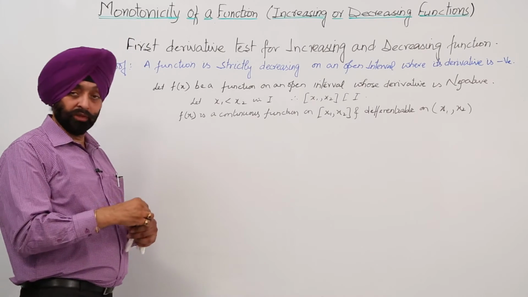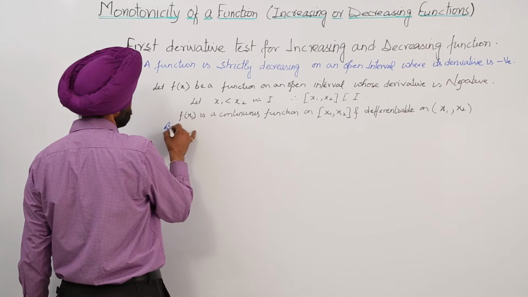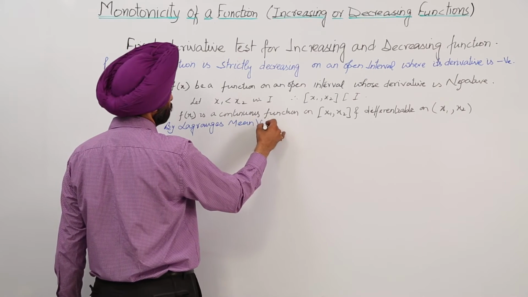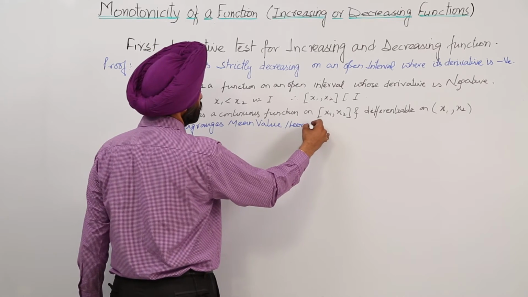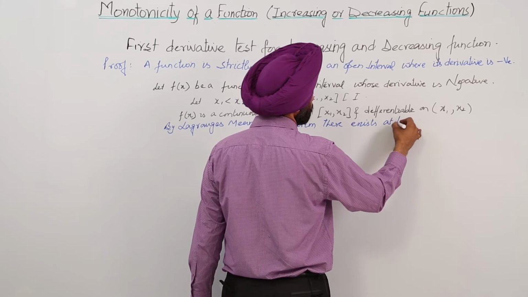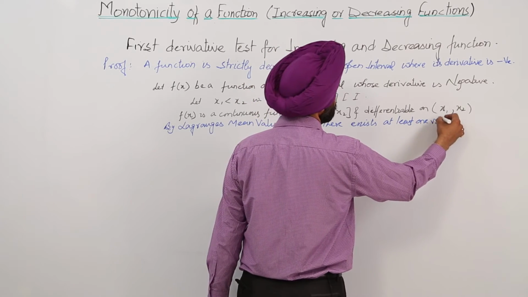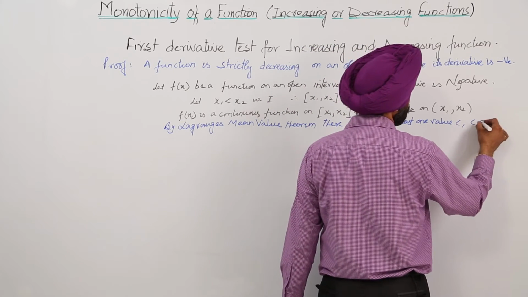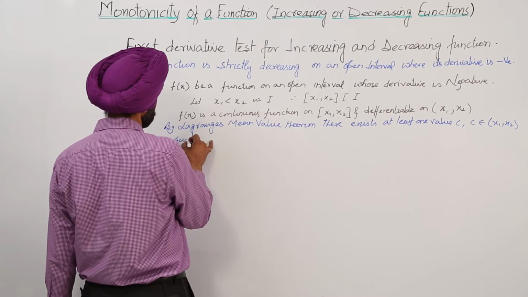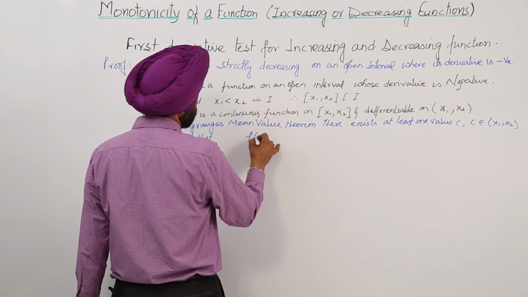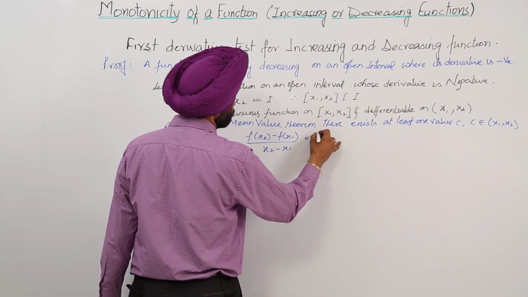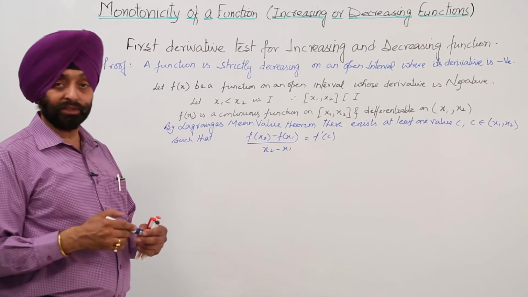So by Lagrange's mean value theorem, there exists at least one value C, where C belongs to the open interval (x1, x2), such that (f(x2) minus f(x1)) upon (x2 minus x1) is equal to f'(C). So this was Lagrange's mean value theorem.